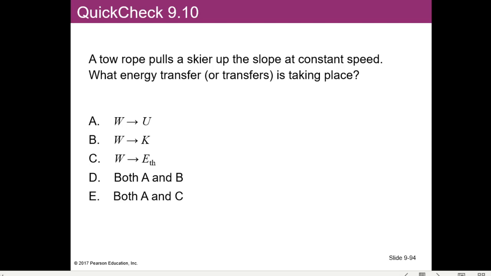Okay. There may also be thermal energy going on here as the skis and the slope are heated up. So this is not a very well worded question, but I'm going to say that we've got both A and C going on here.